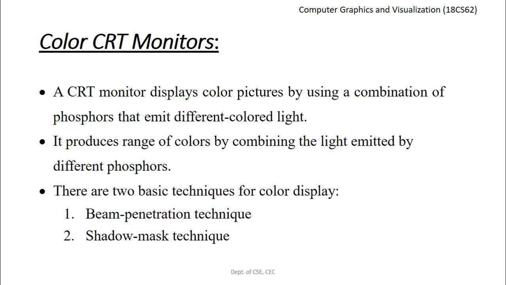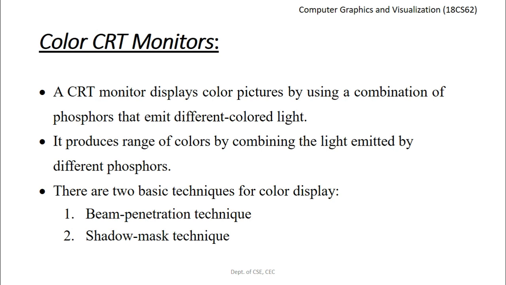Okay, so let us proceed with the color CRT monitors. How does the color CRT monitor work? A color monitor displays the color pictures by using a combination of phosphors that emit different colored light. Rather than depending upon a single type of phosphor, we use a combination of phosphors that emit different colored light. It produces a range of colors by combining the light emitted by the different phosphors.